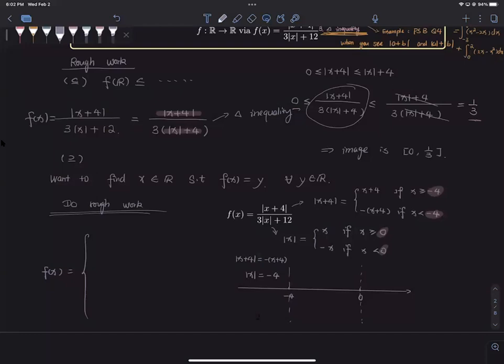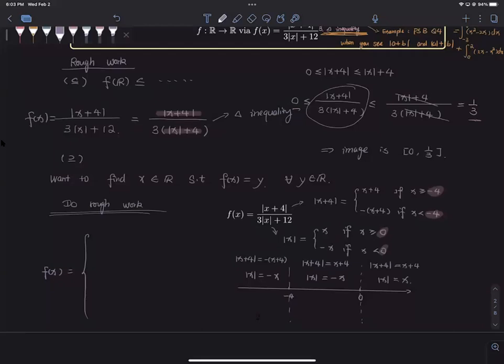X plus 4 and negative x, okay? So this is x plus 4, and this is, why did I write negative 4? Oh my god. And negative x. What about the last part? Okay, the last part is x plus 4, and this is x.